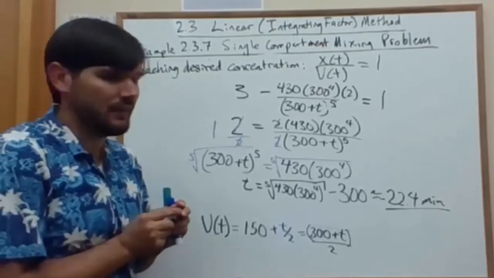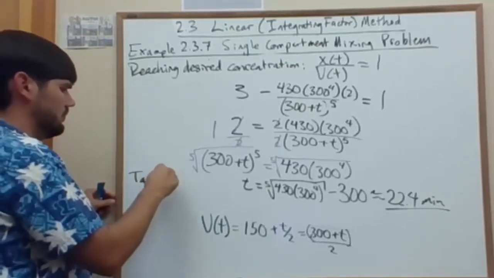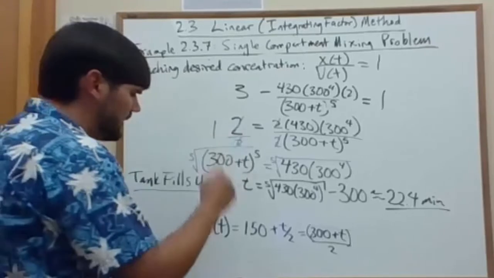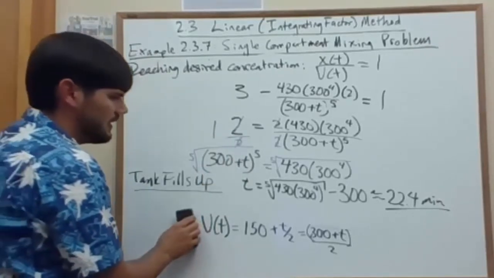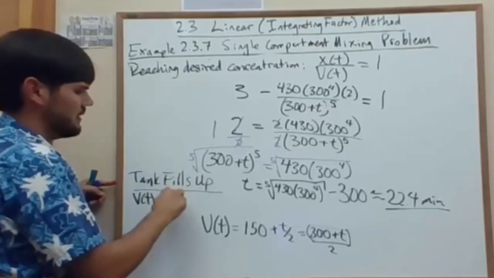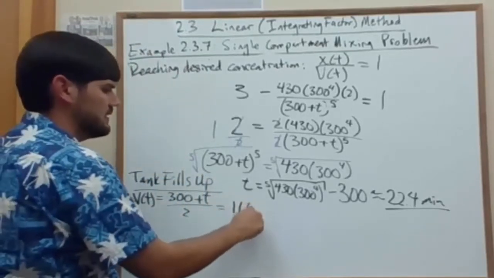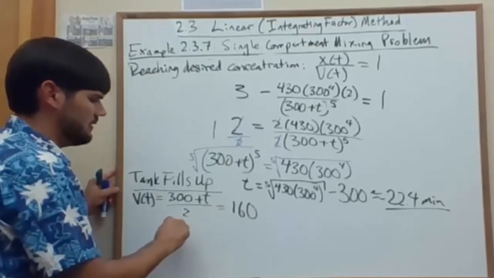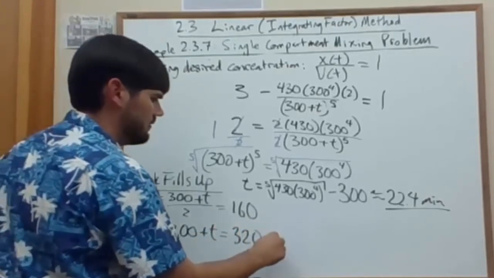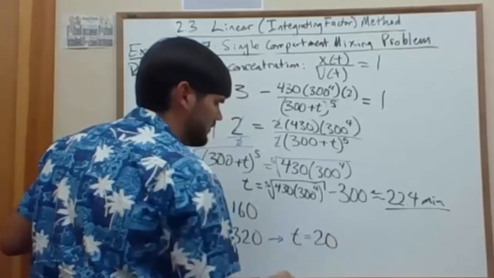Now the question is, when does the tank fill up? This is actually a much easier question. We probably could have answered this at the very beginning, but we didn't really need to know until now. The tank fills up when V, which equals our 300 plus t over 2, is equal to 160. So we resolve. 300 plus t equals double 160, which is 320, which means that t is equal to, subtracting 300, 20 minutes.